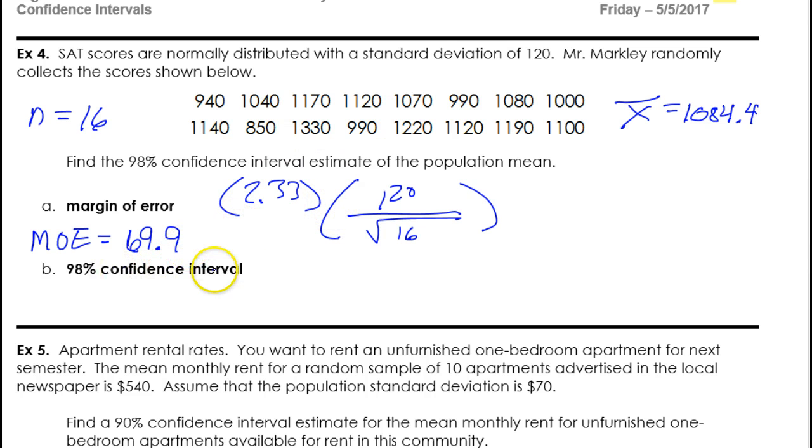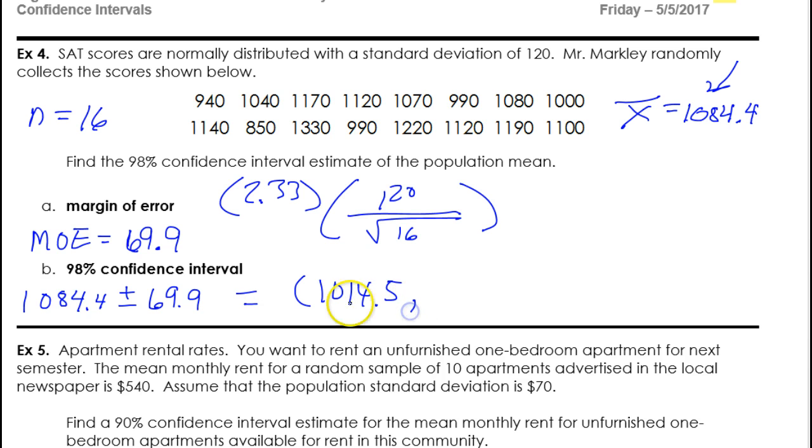So 69.9 is the margin of error for the SAT scores. If I want the 98% confidence interval, I'm going to start with my sample mean, the x-bar up here. The average for my sample is 1084.4. And then I will add or subtract my margin of error. I just decided I want that accuracy. If I subtract 69.9, I get 1014.5, and if I add, I get 1154.3.